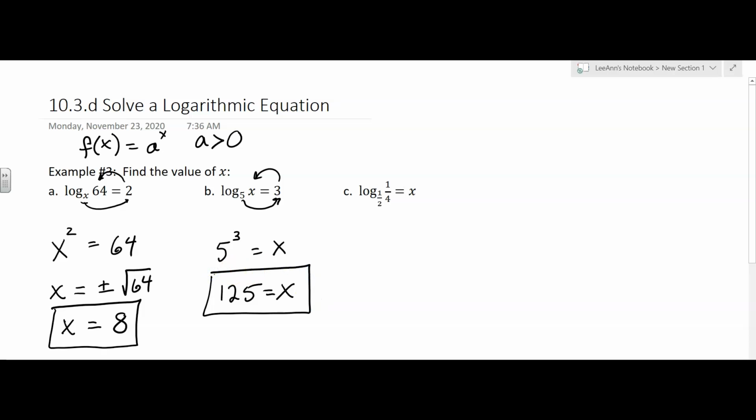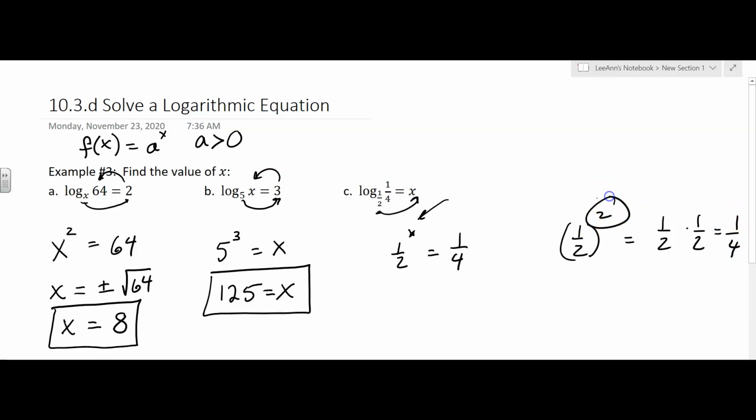All right, so we've got one more. It's got a base of 1/2, and then we're going to raise it to the exponent x, and it's got to equal 1/4. So now how are you going to get the answer to this? Well, you might have to think a little bit. If I have 1/2, I'm going to raise it to some power, and I'm going to get 1/4, what would that be? And the answer is 2, because if you take 1/2 and you square it, you get 1/2 times 1/2, which is 1/4. So the exponent is 2.